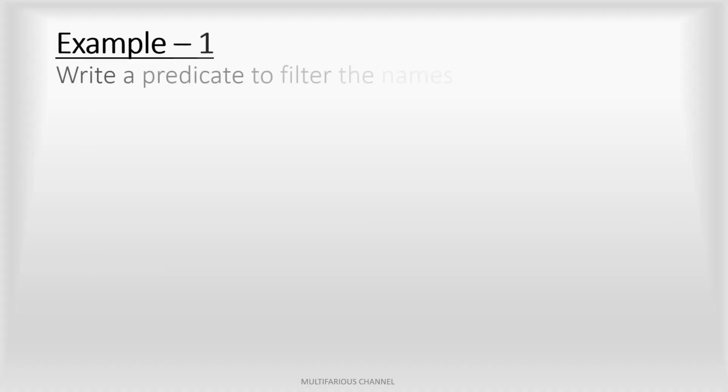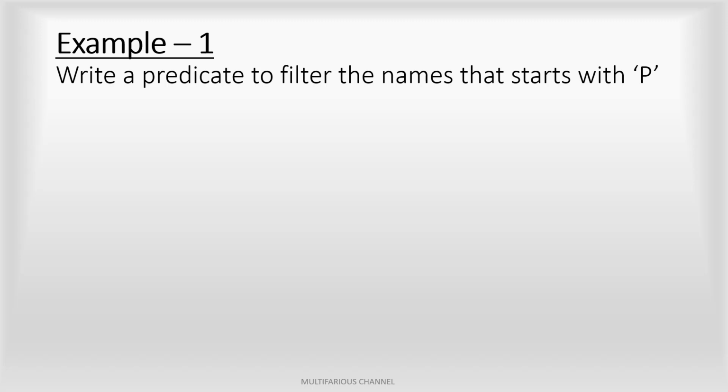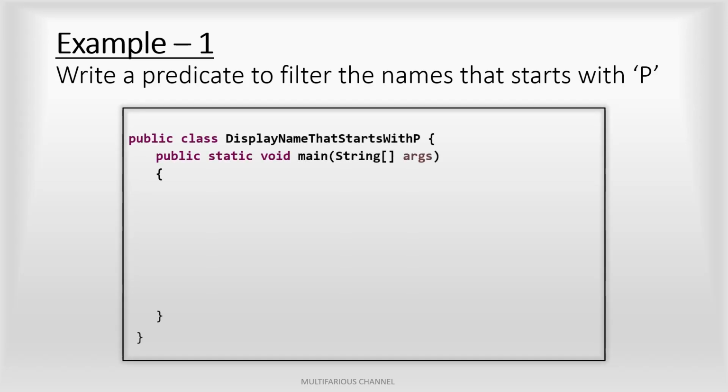So consider an example. Suppose I am given a task to write a predicate which will filter the names that start with the alphabet P. So let's try to implement this solution. Here I have a class DisplayNameThatStartsWithP. Now in this class I have a main method.